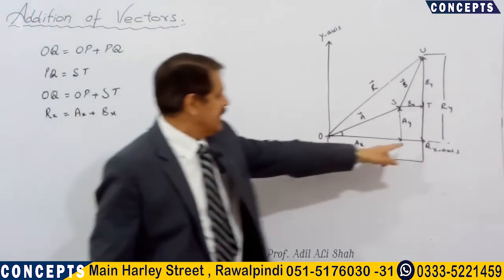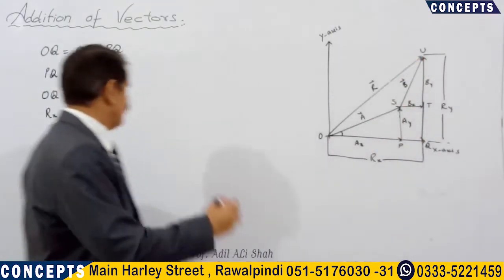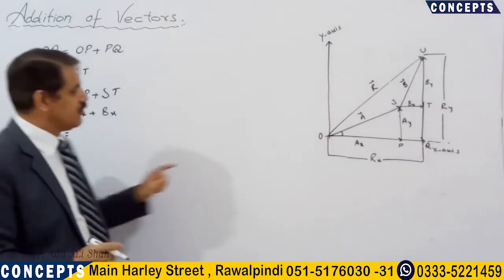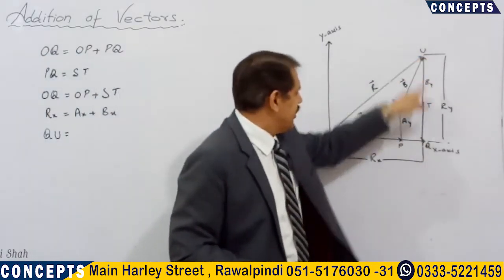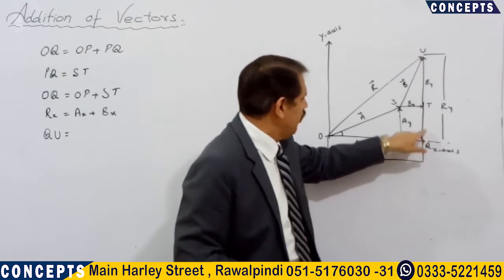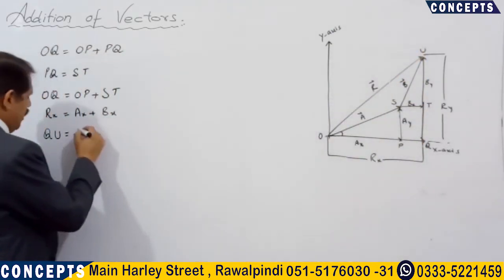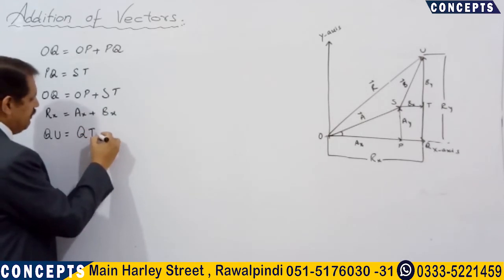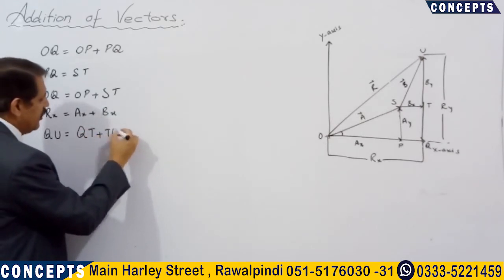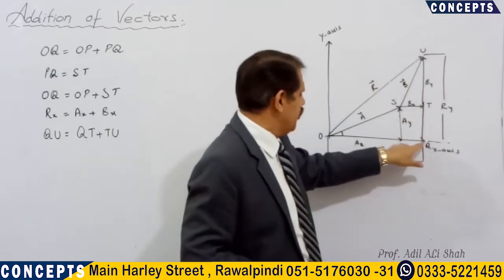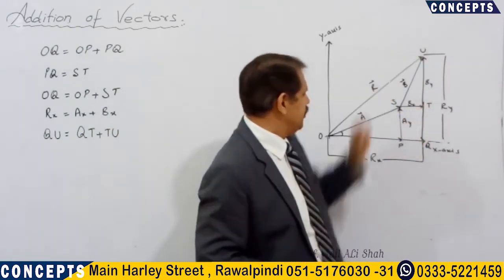Similarly, QU is equal to this length. QU is equal to QT plus TU. This length QU is equal to QT plus TU.